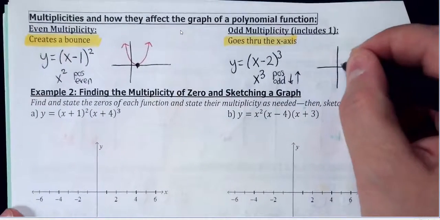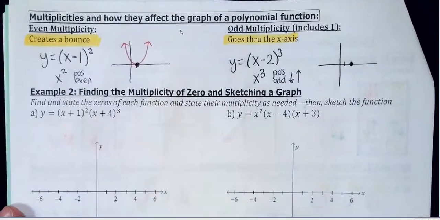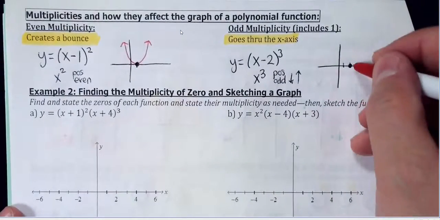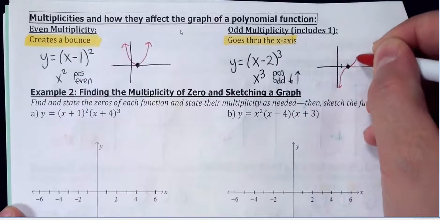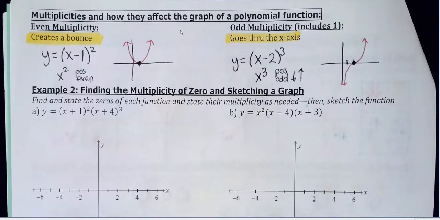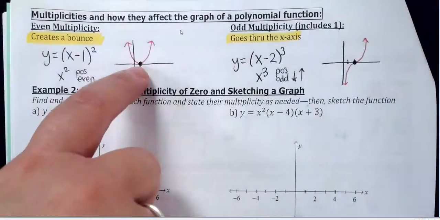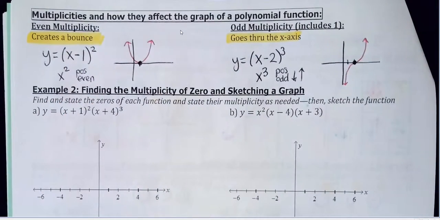So if I just went over to 2, this does go through the x-axis, though, but it would bounce. So basically, this end would go down, this end would go up, just as a sketch, but it goes opposite directions. Anytime it is an odd multiplicity, you go through the x-axis. If it's even like this, it creates like a little bounce, almost like the vertex of a parabola is what it looks like. So we're going to practice this here.